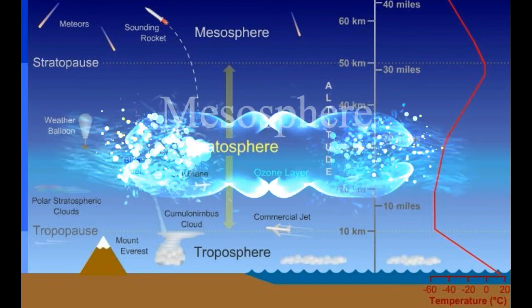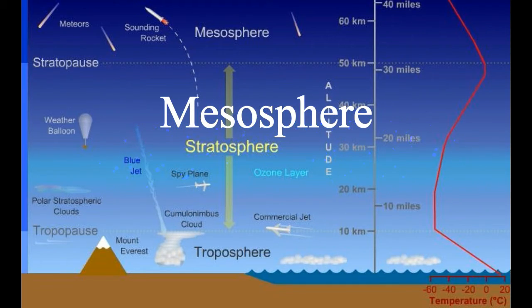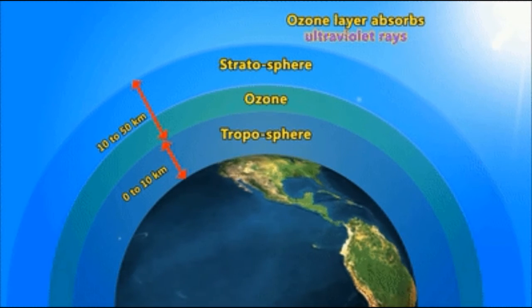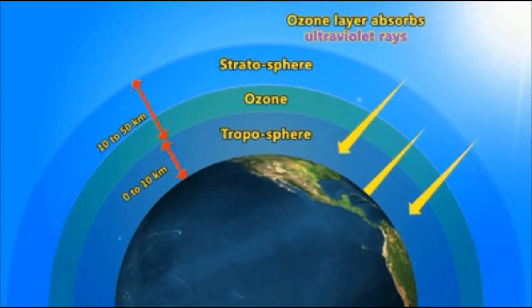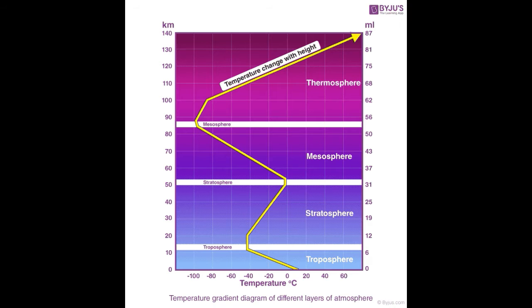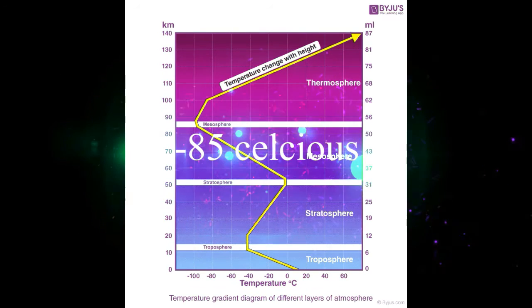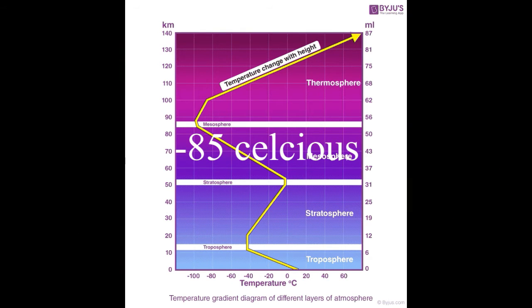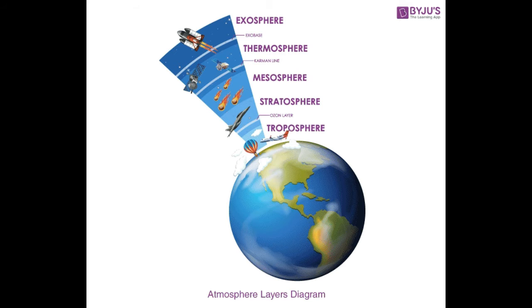Mesosphere. The mesosphere is located between about 50 and 80 kilometers, 31 and 50 miles above Earth's surface. The mesosphere gets progressively colder with altitude. In fact, the top of this layer is the coldest place found within the Earth system, with an average temperature of about minus 85 degrees Celsius, minus 120 degrees Fahrenheit.